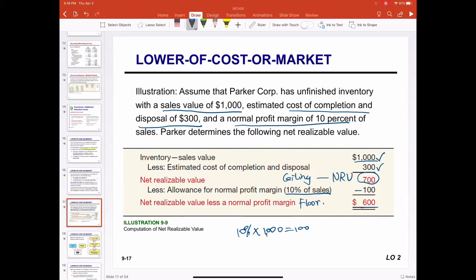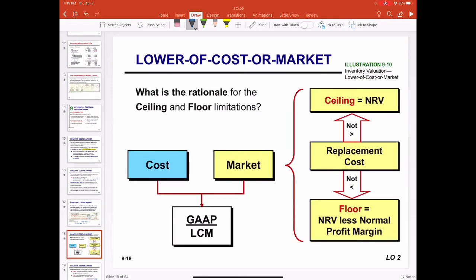The next is the replacement cost. Okay, this chart shows us how we determine the market value. The market value is determined by the three: ceiling NRV, floor NRV less normal profit margin, and replacement cost. Actually, we just choose the one in the middle of the three. We have the book value. If we can determine the market value, we just use the lower one as the new book value of inventory.